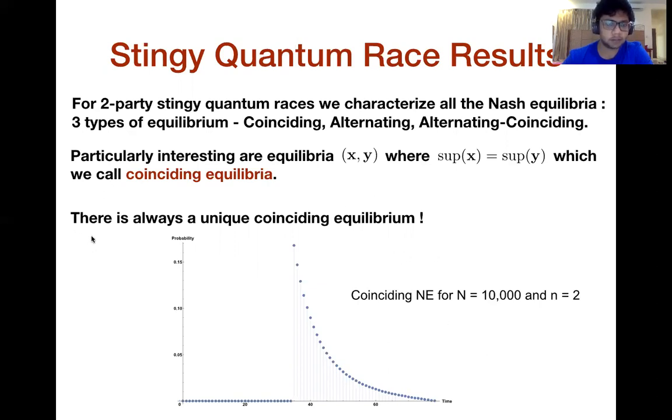So there is this result we have that our game, the stingy quantum race, always has a unique coinciding equilibria. And for this case, when the size of the database is 10,000, and we have 2 players, the small n denotes the number of players, then the Nash equilibrium strategy is given as shown here. So here the support begins at about 35 and k is about 78.